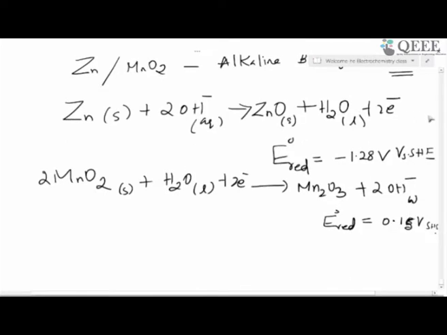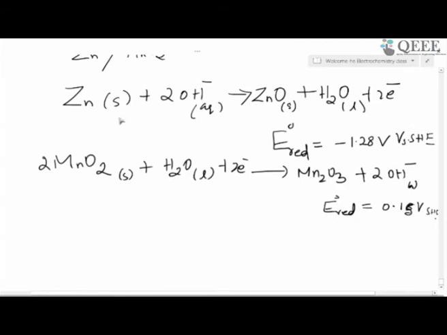Okay. So if you look at it, my zinc acts as an anode because it has the most negative reduction potential. So when you compare the potentials of two different redox couples, what is the redox couple here? Zinc oxide is a redox couple. What is the redox couple here?